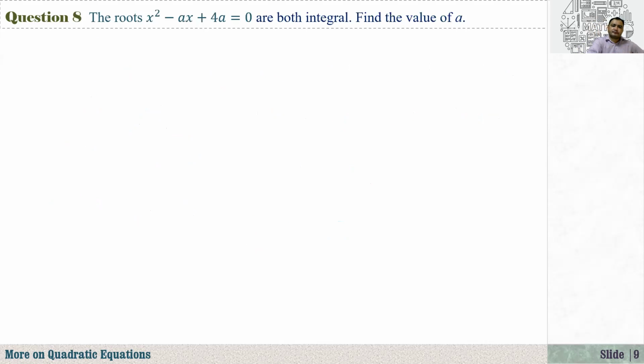All right. Next question, question 8. The roots of x squared minus ax plus 4a equals 0 are both integral. Find the value of a. So we need to find the value of a.